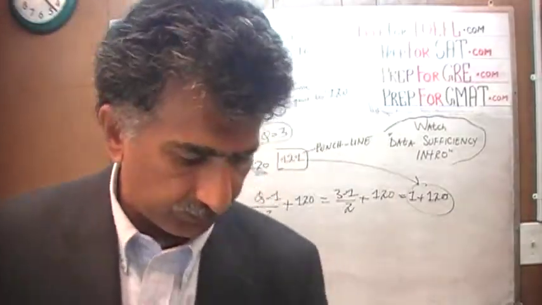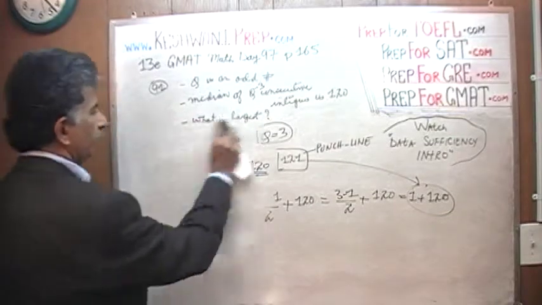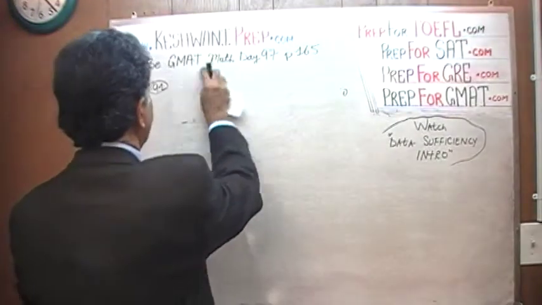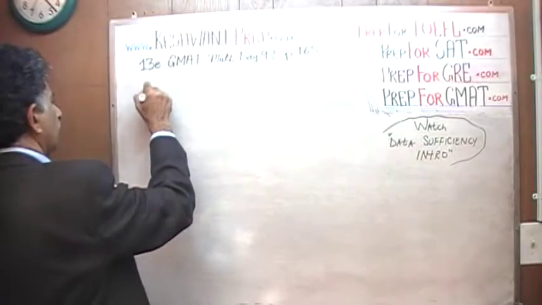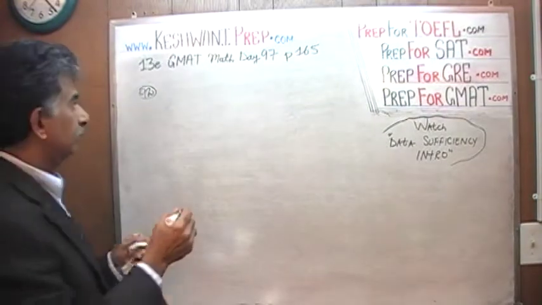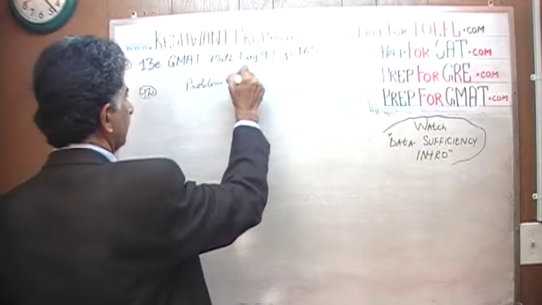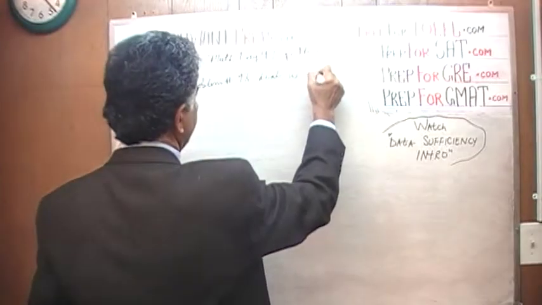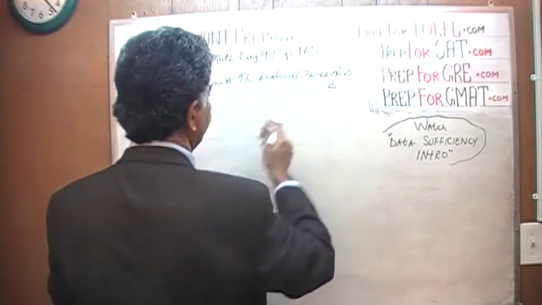Let's do the next one. 92. Problem number 92 deals with the 30, 60, 90 triangle.